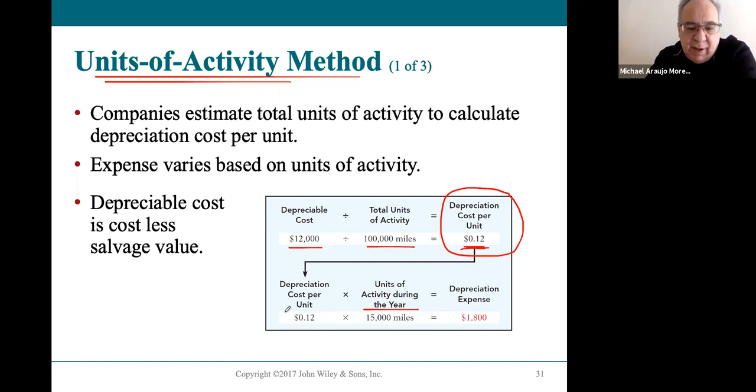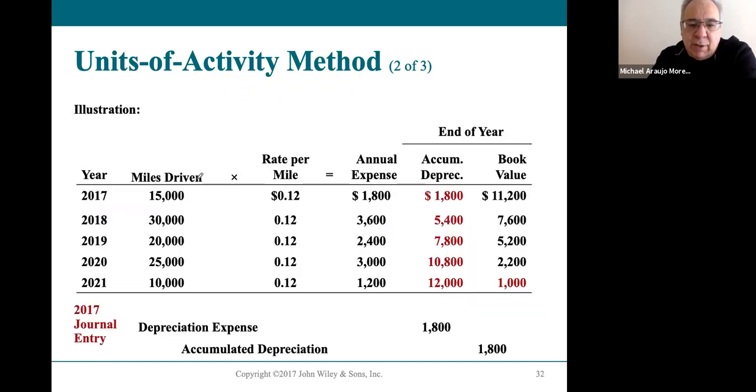So 12 cents a mile times, in this case, the first year was 15,000 miles. Your depreciation expense is $1,800 for that year because you are using it by mile. That's the unit that you're depreciating it for. So again, everything is based on miles driven. Okay. Miles driven, in essence, has to add up to the total of 100,000 because that's what you promised you were going to use the truck for, 100,000 miles. So you can't write off more than 100,000 miles over that 5-year period of time.